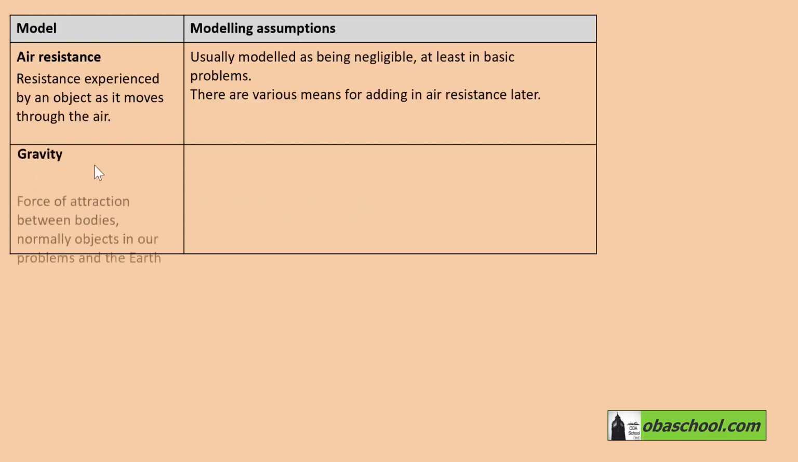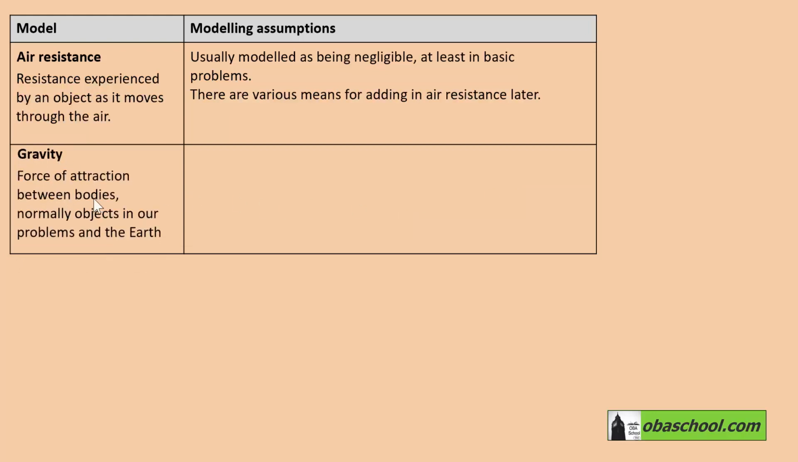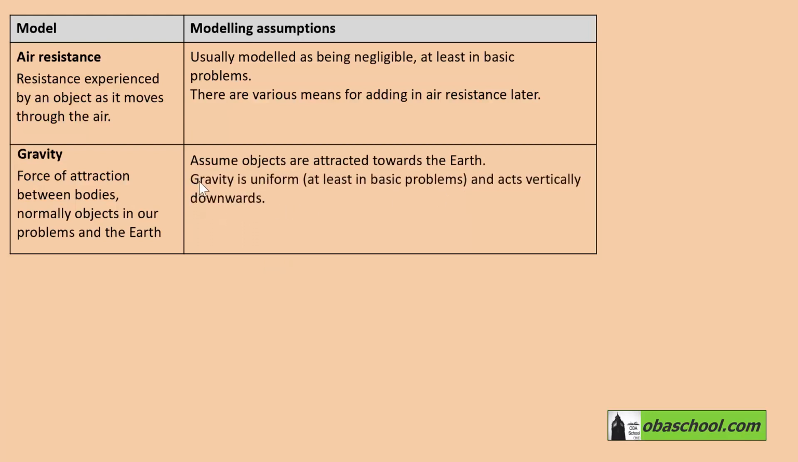Gravity. The force of attraction between bodies, normally objects in our problems, and the Earth. Assume objects are attracted towards the Earth. Gravity is uniform, at least in basic problems, and acts vertically downwards. The acceleration due to gravity is normally taken to be 9.8 meters per second squared.